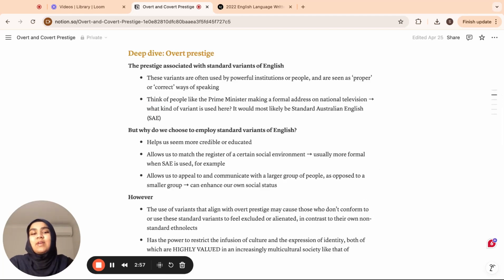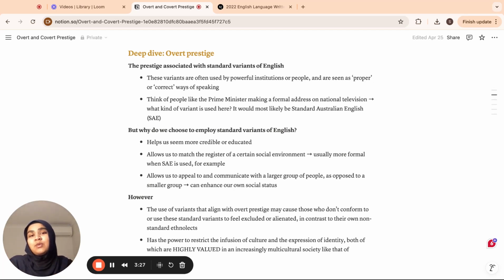So let's dive into overt prestige. So what is overt prestige? Overt prestige is the prestige that's associated with standard variants of English. So these are the variants that are used very commonly and widely in society. They're often used by very powerful institutions or people, and they're often seen as proper or correct ways of speaking. Now, in today's society, obviously what's proper or correct is constantly changing.